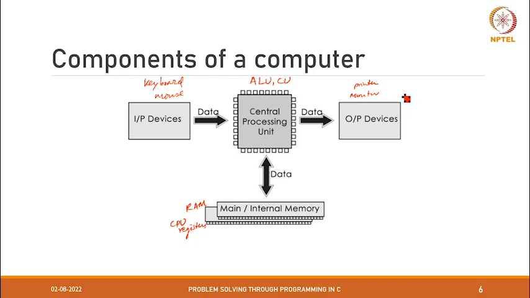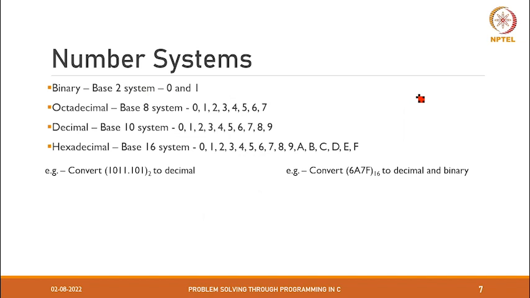Okay, fine. So next is number systems. This is something I just wanted to give a brief intro about. You might be familiar with the decimal number system. It is a system of base 10. For any number system, we need a base value. So what exactly is the base value? It is that we will have the numbers less than the base value.